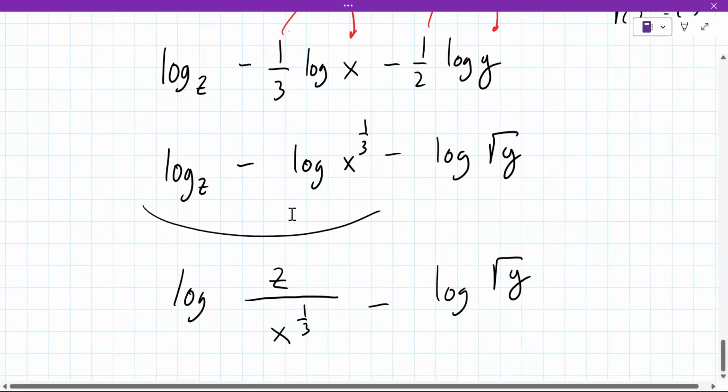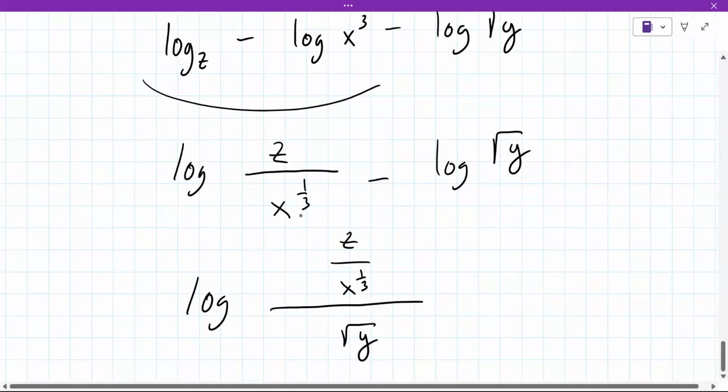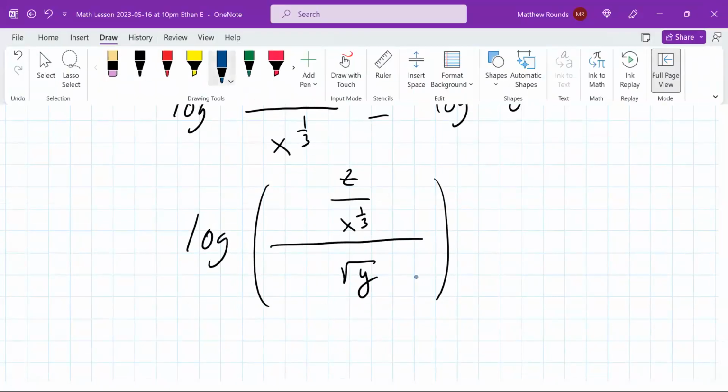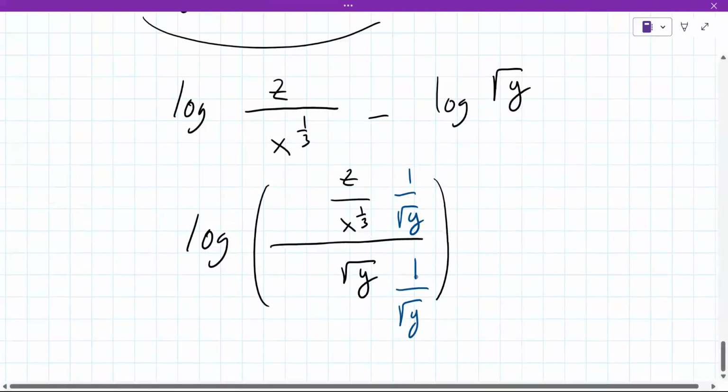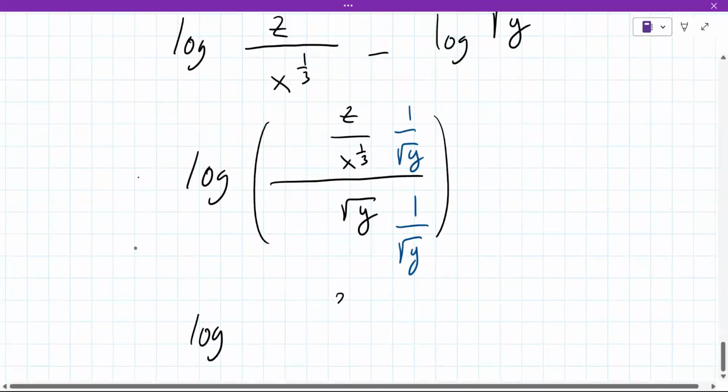Is that clear so far? Yes. So it becomes yet another quotient when you combine the stuff. It's z over x to the 1/3 in the numerator, square root of y in the other. So it's always like a, which is a, over b, which is b. And so to simplify this, you multiply the top and bottom by the reciprocal. It ends up being log z over x to the 1/3 square root of y. And this is your final answer.